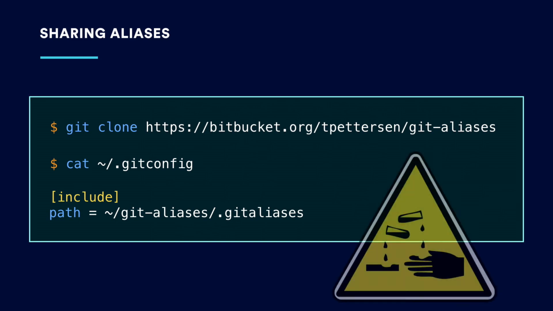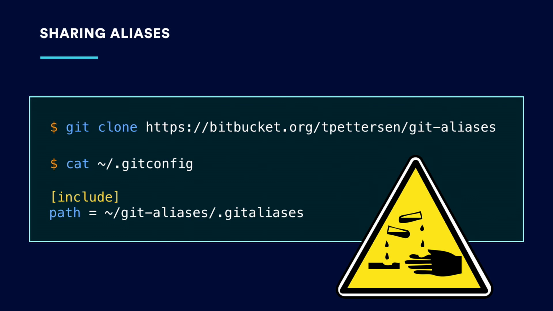One word of warning, this include property doesn't just include aliases, it includes anything from that Git config, so don't go including random Git config files that you would find on the internet. You can trust me though, I'm totally trustworthy. It just contains aliases, you can take a look. But in general, be a little bit careful about what you include.